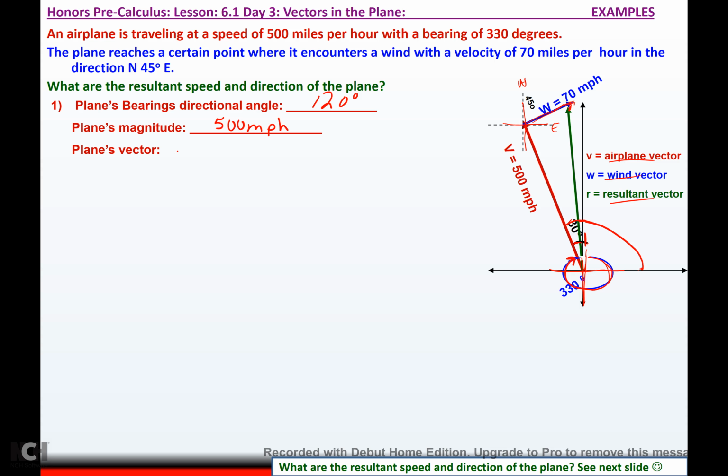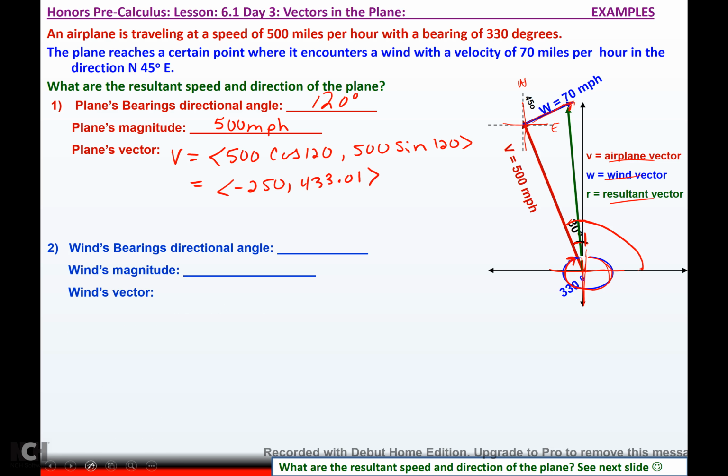So the plane's vector is going to be 500 times cosine 120, 500 times sine 120. That comes out to negative 250, 433.01. So we figured out the velocity vector for the plane. Now we're going to have to find the wind information.